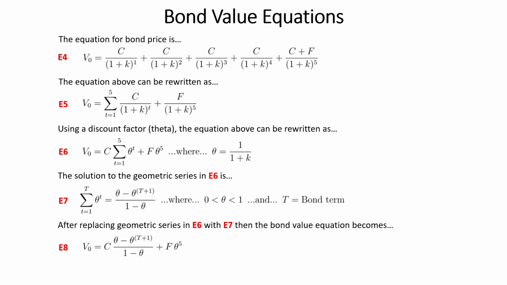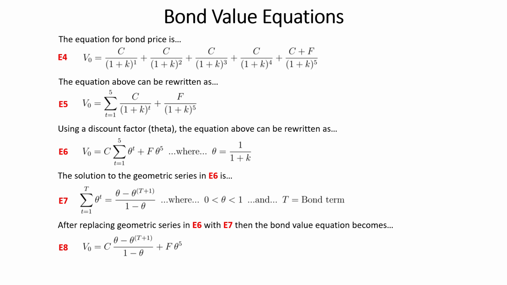So what we're doing is we're taking all the coupon payments. In this case, we're saying that the bond price in equation E4 is equal to the first coupon payment divided by 1 plus k to the 1 power, because we have to wait a year to get that payment. And then the second part of that equation is C over 1 plus k to the 2 power. That's the coupon we receive at the end of year 2 that we discount at 1 plus k to the 2 power.